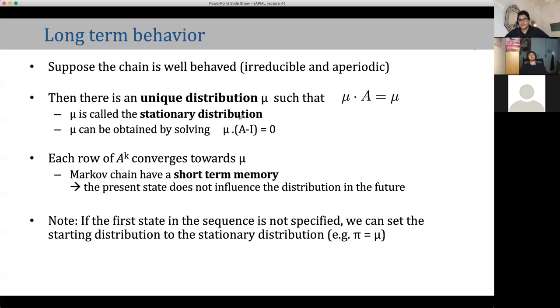But you can also imagine that, in fact, what's happening is that when I let my chain go forward in time, if I compute the power of A, different powers of A, then each row of this chain will converge toward this stationary distribution. So what does it mean in practice?